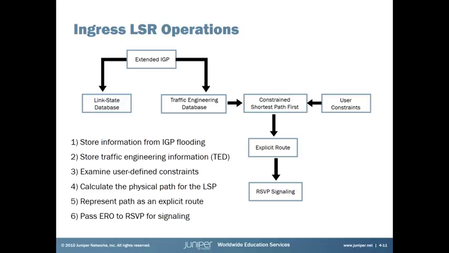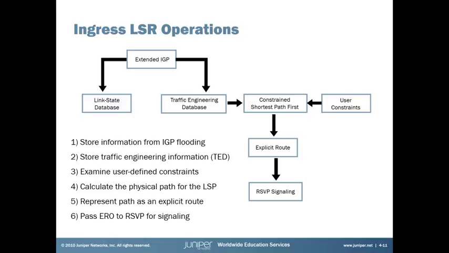Okay, so we've got our link state database. We have our extended link state information, which is then used to build this traffic engineering database. We then have our constraint shortest path first algorithm, which evaluates the user constraints which you've given it.